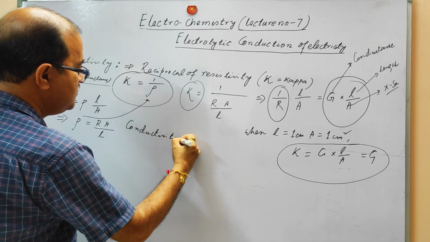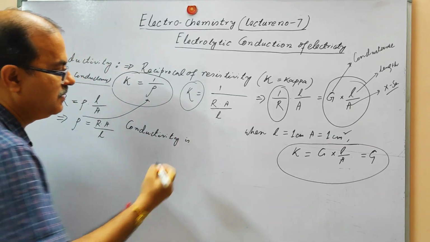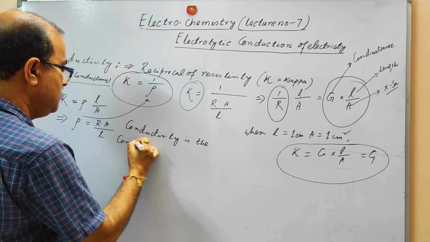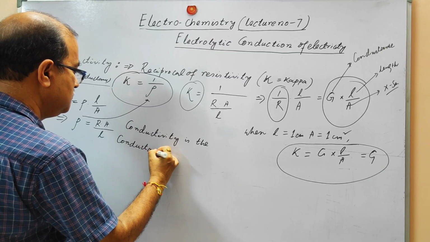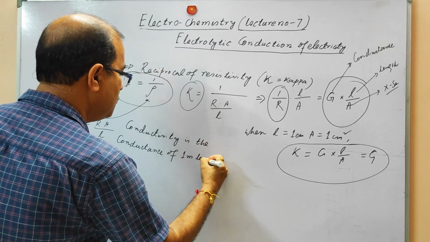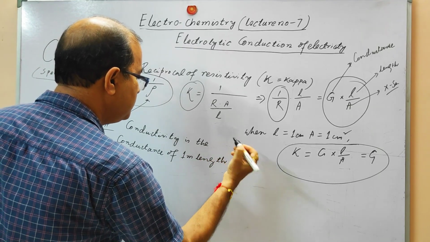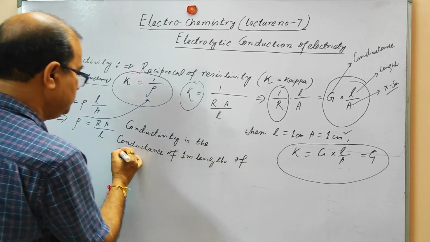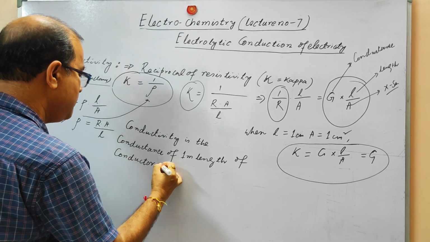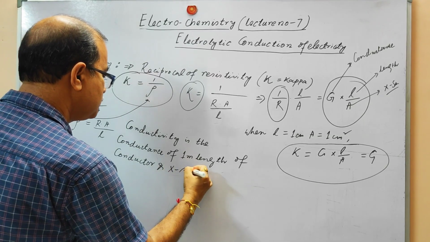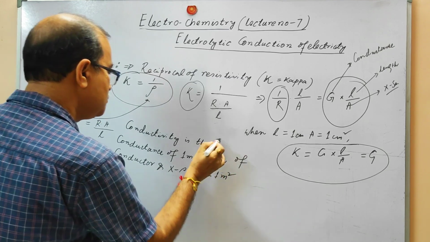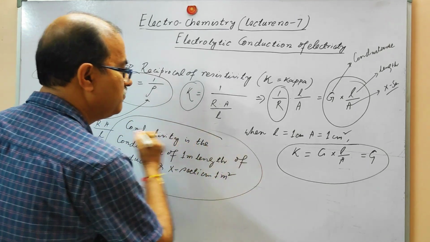So you can write this conductivity or specific conductance: conductivity is the conductance of 1 meter length of the conductor, and its cross section is 1 meter square. This is called the conductivity.